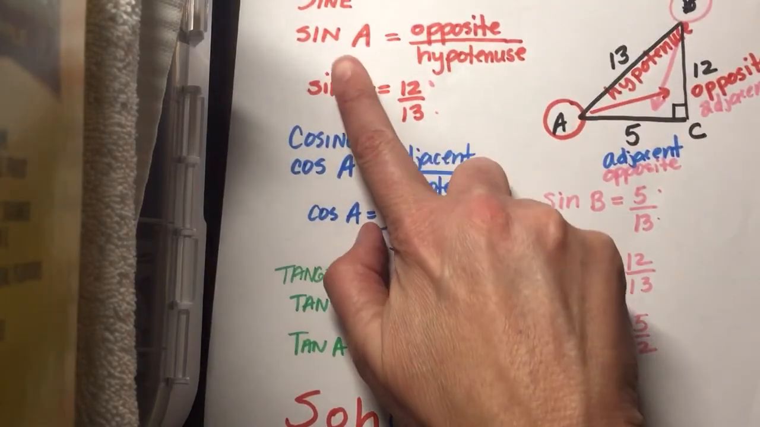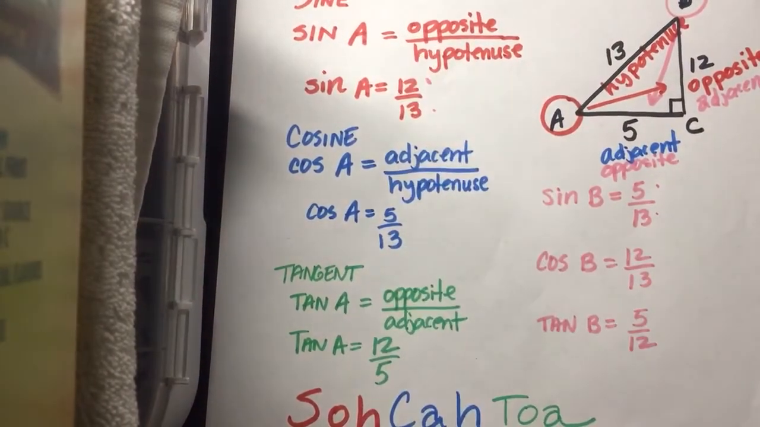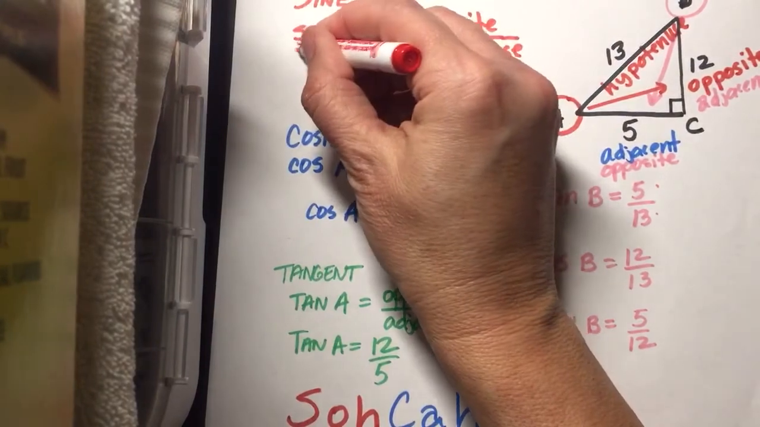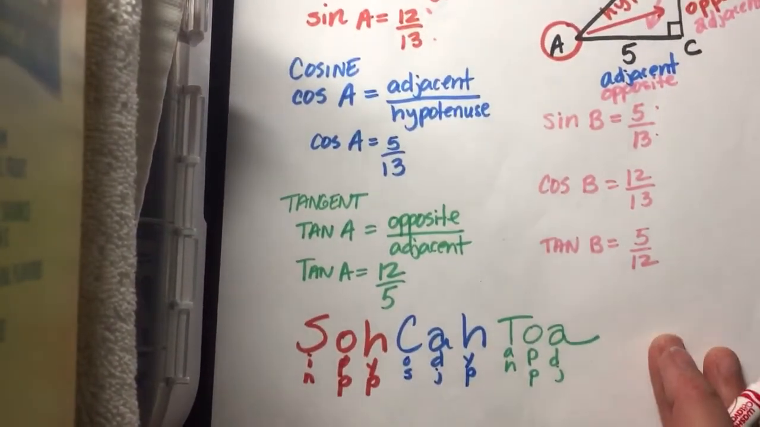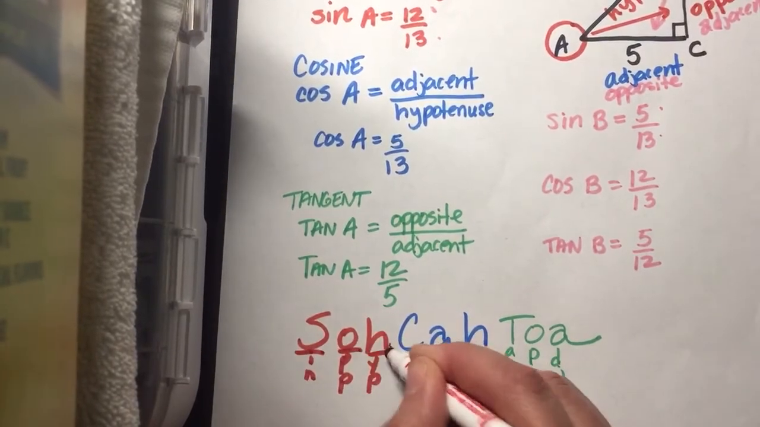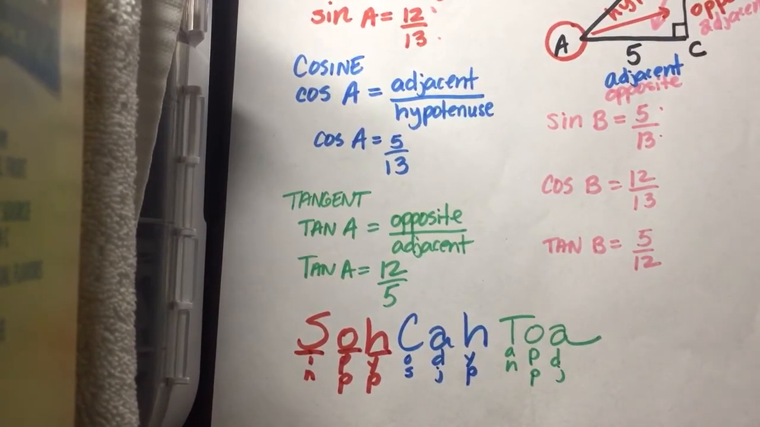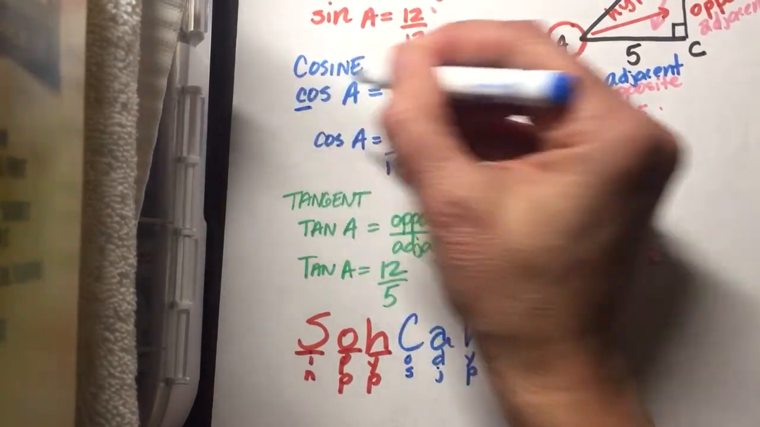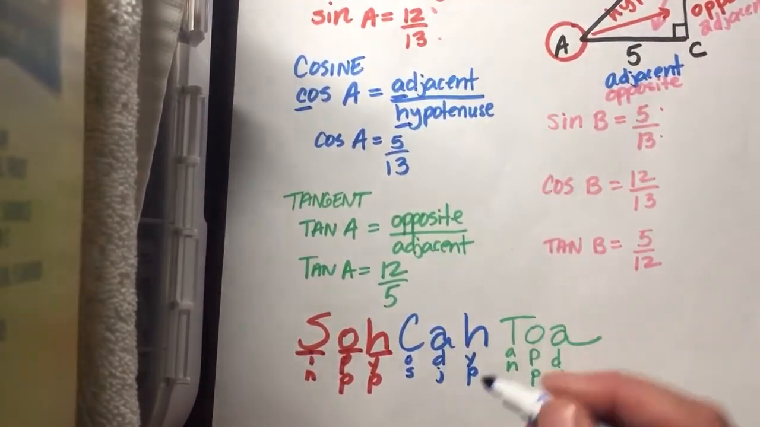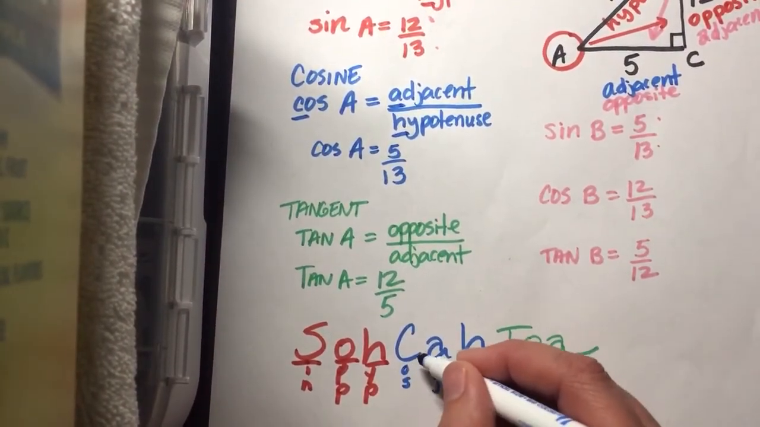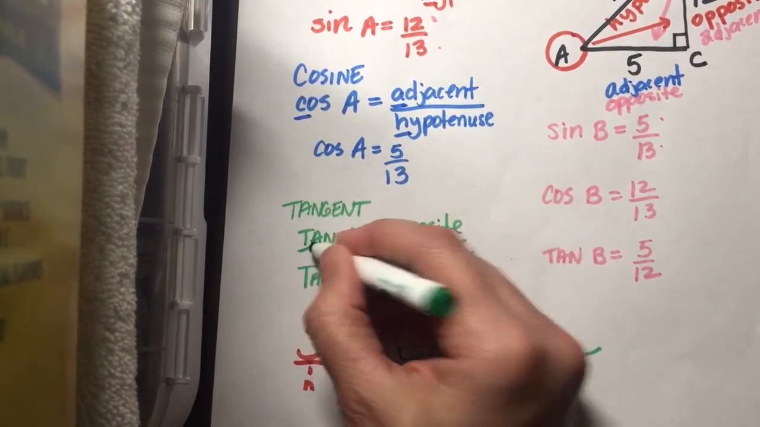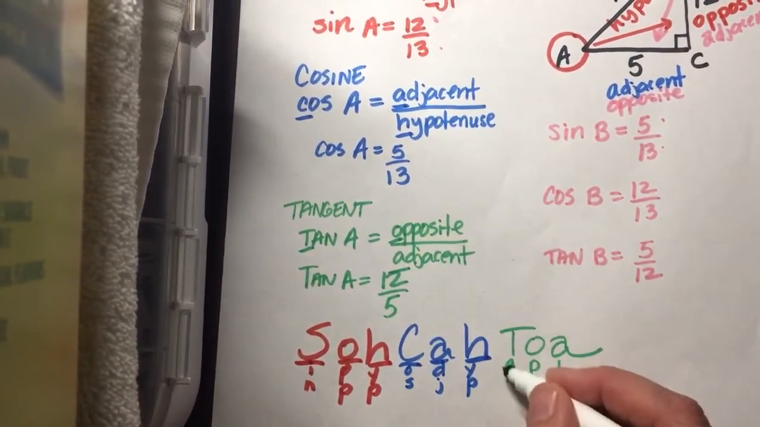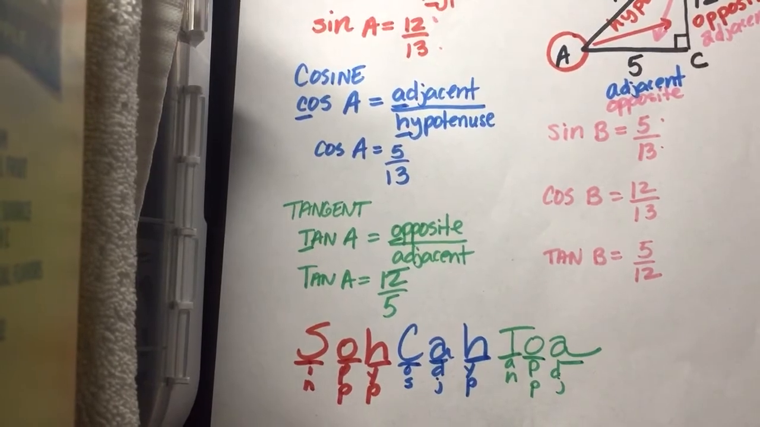Again, sine opposite over hypotenuse. So I've got SoH, sine opposite over hypotenuse. And then if I go back and look at cosine, I have cosine is the adjacent over the hypotenuse. So here we are down here. Cosine is adjacent over hypotenuse. And then we've got tangent, which is opposite over adjacent, which is the toa part. So SohCahToa, that's how you can remember it.